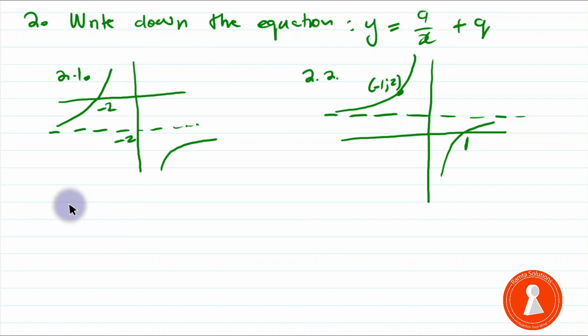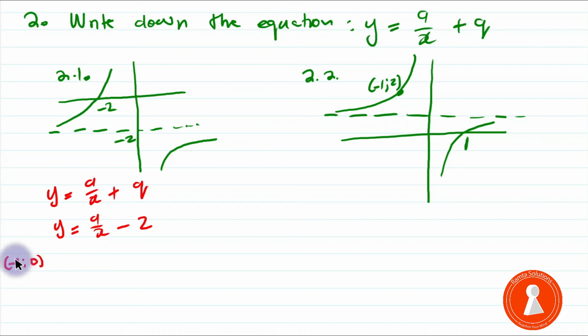So for our answers here, remember we have y equals a over x plus q. For this graph here, as you can see, the asymptote is where? The asymptote is at y equals -2. So we are sorted. We have y equals a over x minus 2. However, we also are given another point. This point will help us to find a. What is this point? This is the x-intercept, which is -2 and 0. So the point is -2 and 0.